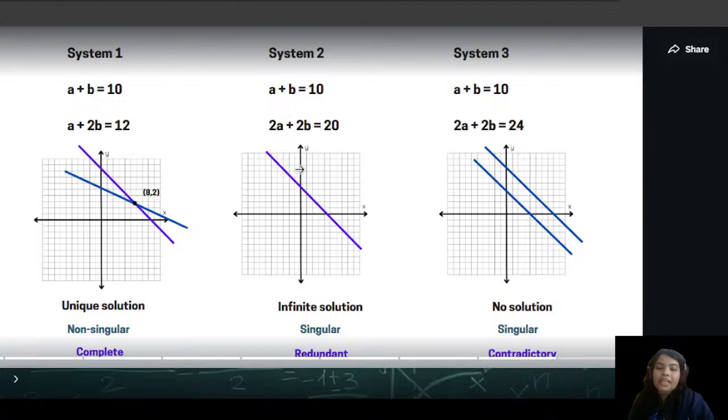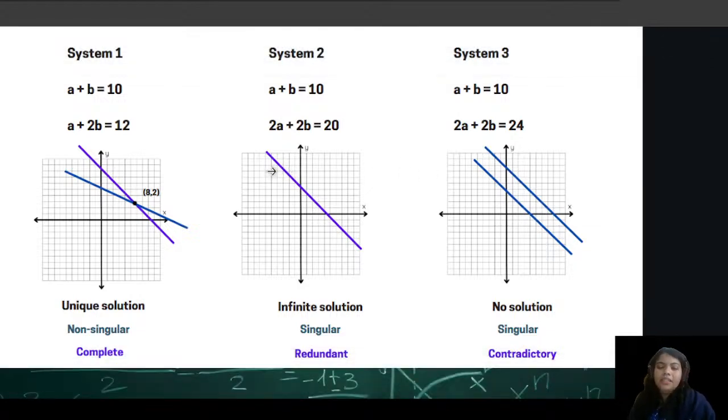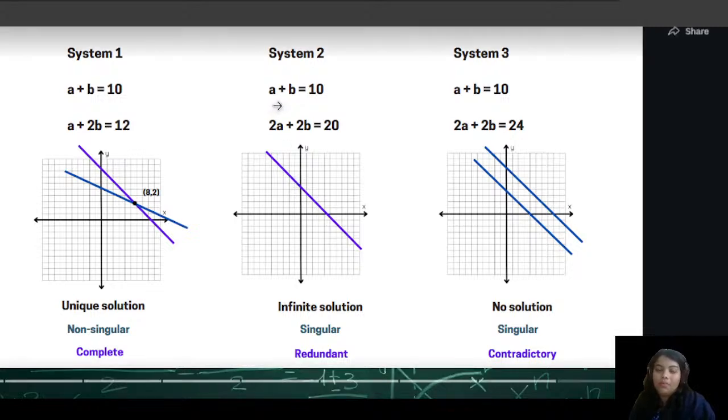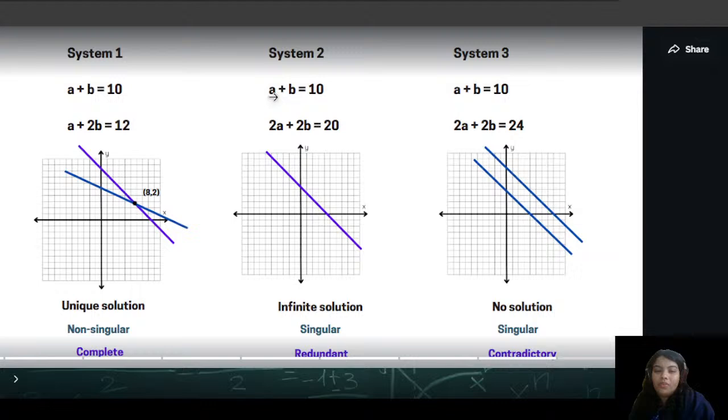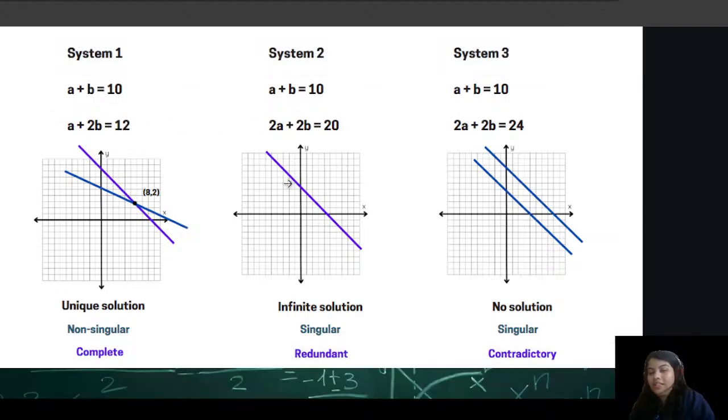So it is representing the same straight line, so it is not giving us anything, and every single point on this straight line is a solution. There can be an infinite number of solutions or points, because it can be 8 plus 2, then 6 plus 4, then there would be a number of combinations that would satisfy this straight line. So it is giving us infinite solutions.